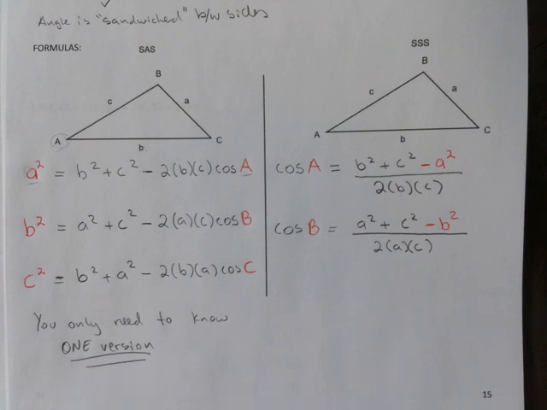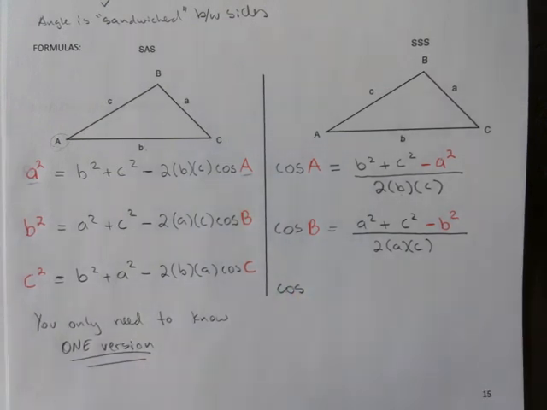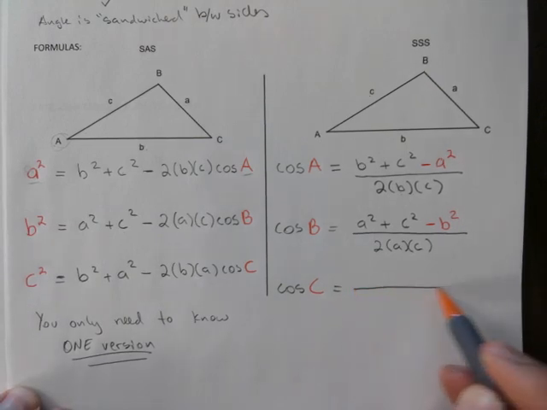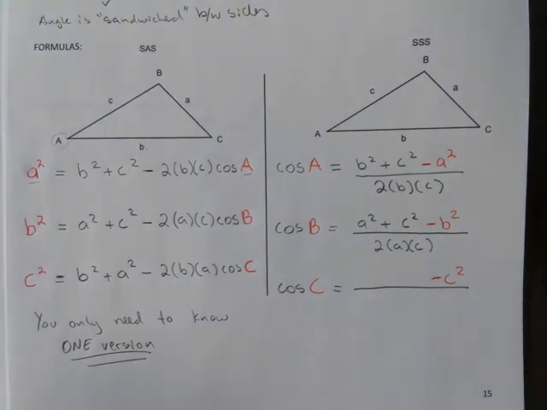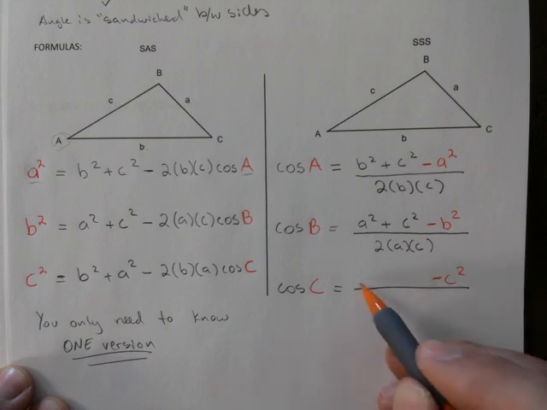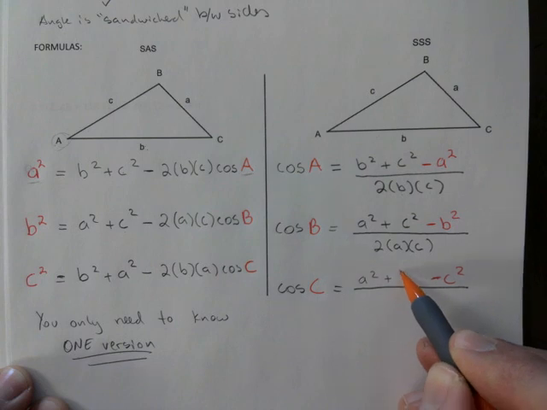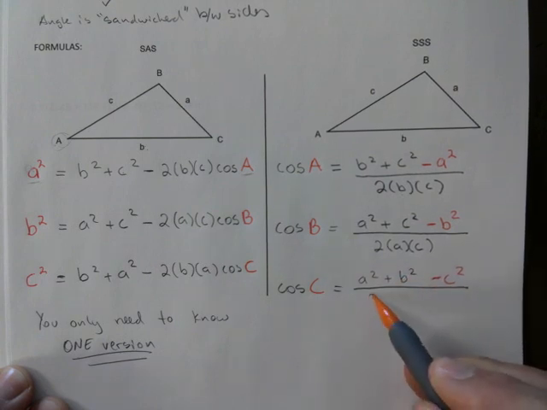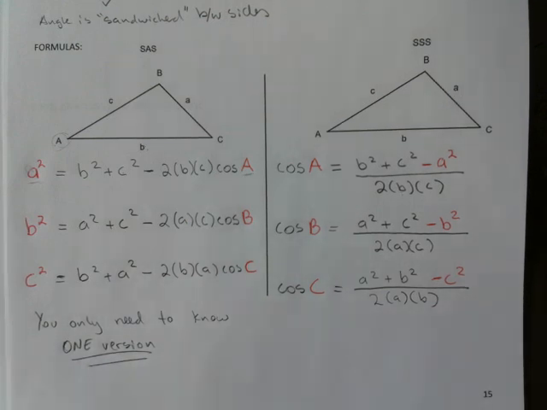And next, cosine of C. I'm going to go faster on this one because I think you know already. You know the drill. Minus C squared. So if C is the one you want, or C is on the end here, that means it's going to be A squared and B squared. And therefore it's going to be 2 times A times B.